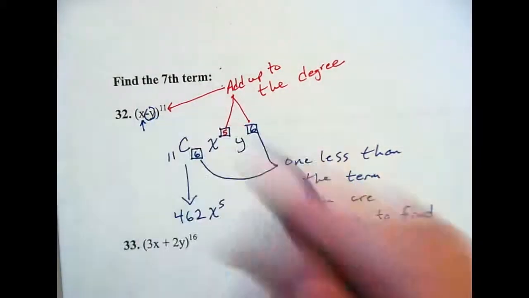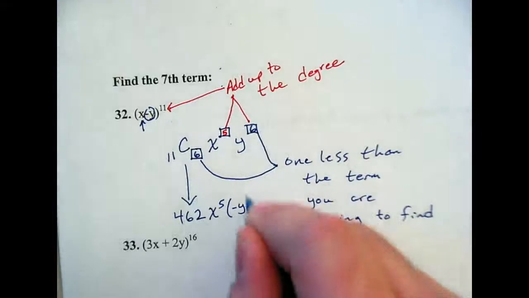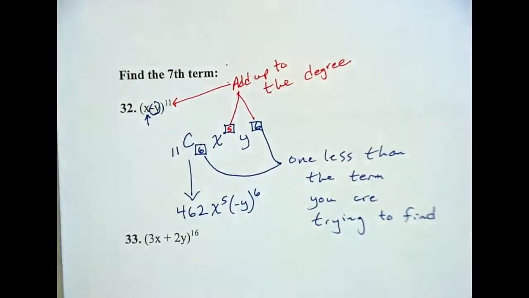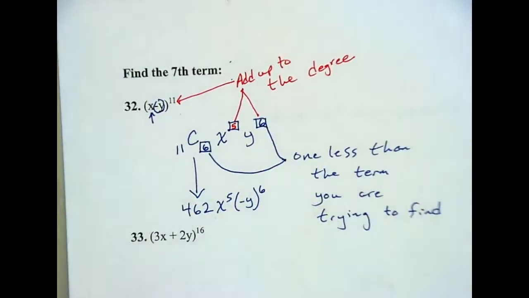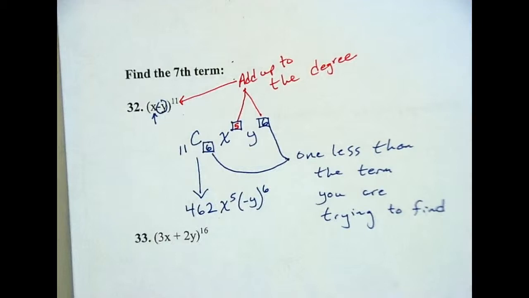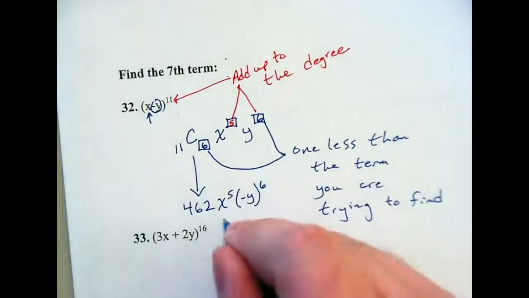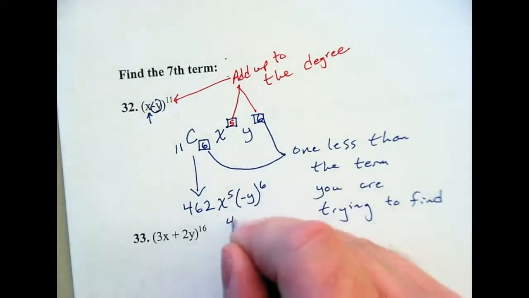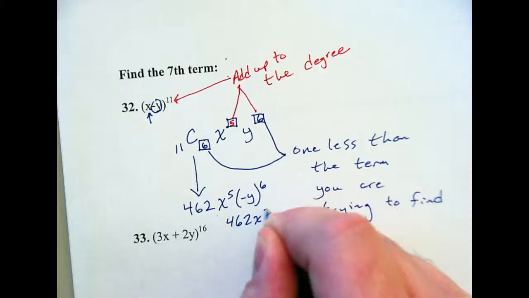We have negative y, so we actually have negative y to the 6th. When you raise a negative to an even power, what happens? It becomes positive. So this answer is actually 462 x to the 5th, y to the 6th.